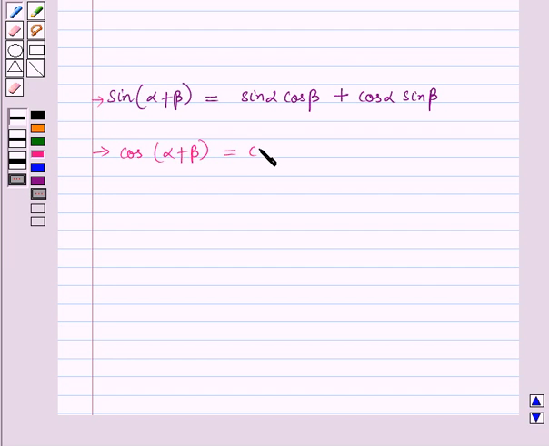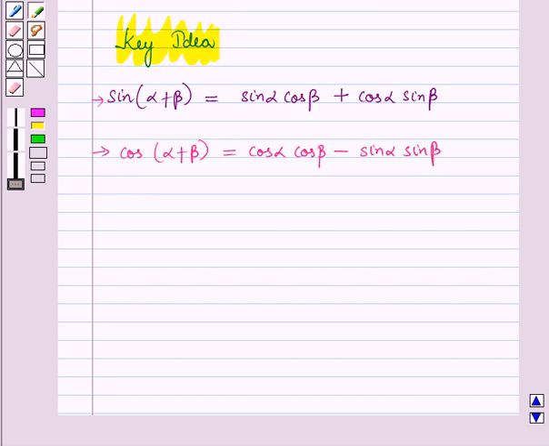Now, before starting the solution of this question, we should know some results. First is sine of alpha plus beta is equal to sine alpha cos beta plus cos alpha sine beta. And the second result is cos of alpha plus beta is equal to cos alpha cos beta minus sine alpha sine beta. These results will work as a key idea for solving the given question. Now let us start with the solution.